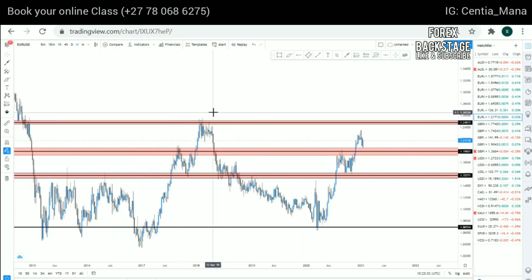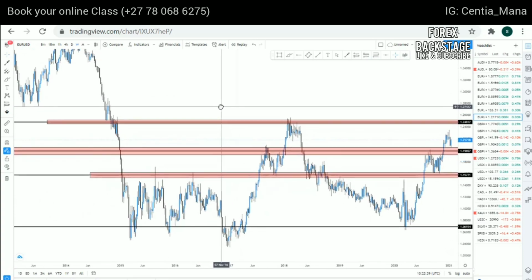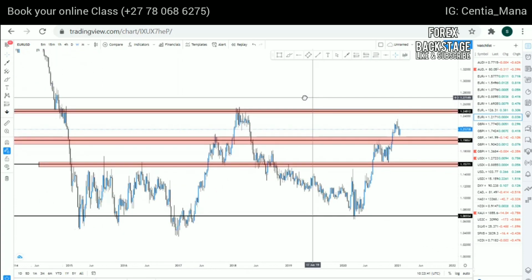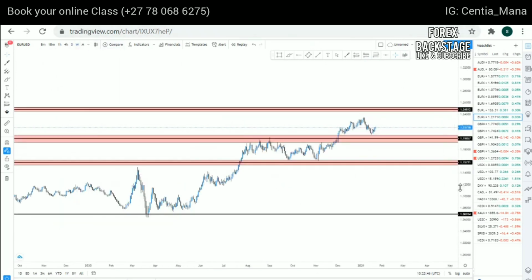So I have marked some few zone levels here on the chart. As you can see, these are levels where we had multiple rejections from, so they are very significant levels. Let me move to the daily time frame so that we can see what's really happening.